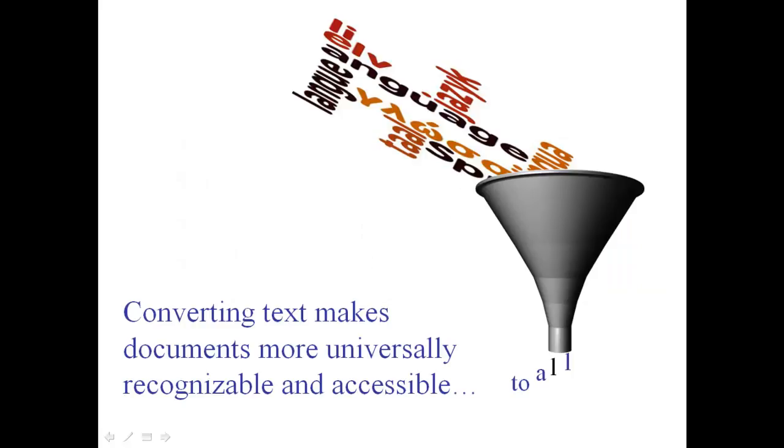Converting text documents, for example, makes them more universally recognizable and accessible to more users. You can use any one of a number of word processing programs, such as Microsoft Word, WordPerfect, or Google Docs, to create a manual, a lesson, or other document. However, others trying to use that piece may not see the document exactly as you created it, unless they're using the same program and the same version. The most common solution for this problem is conversion to PDF.